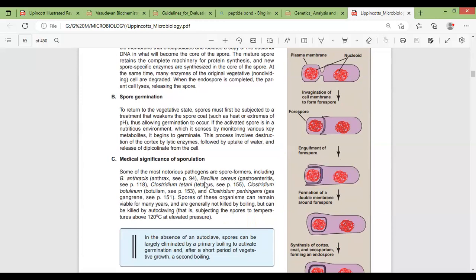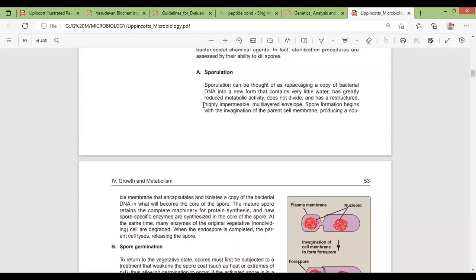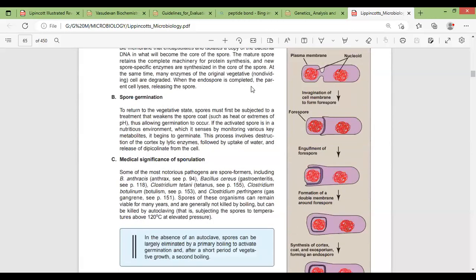What makes it more resistant to heating and UV radiation is now highlighted here. That spore coat, what is it? It retains the complete machinery for protein synthesis. Okay, so it has a tough spore coat. In short, let's think of it as a jacket, a heavy jacket that we ensure this thing has.